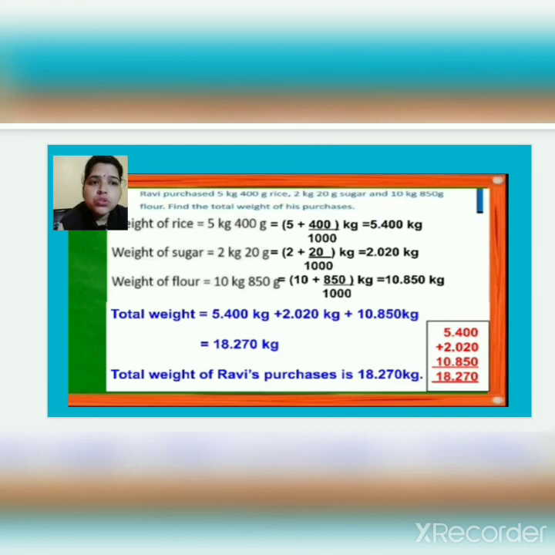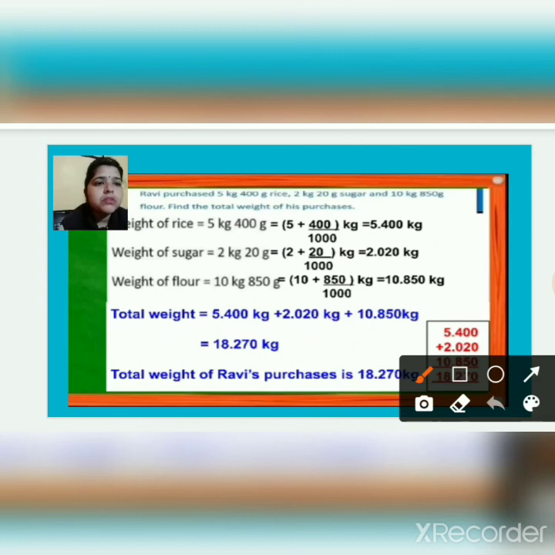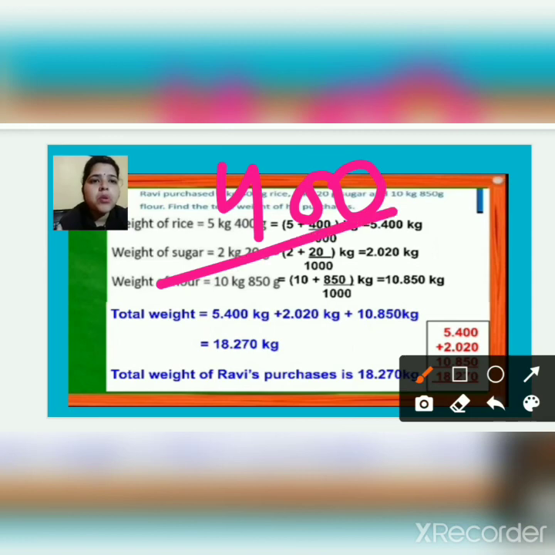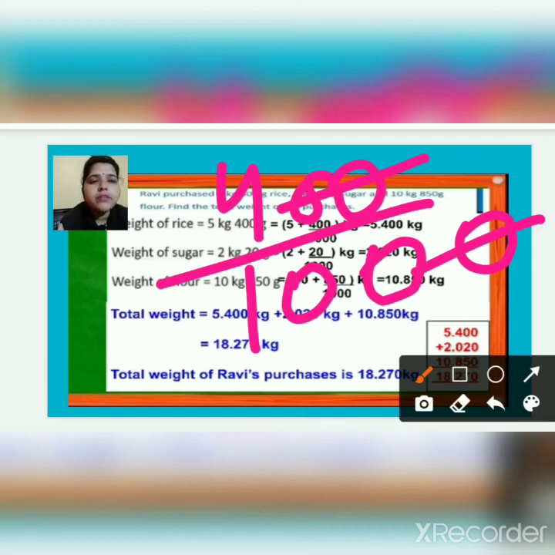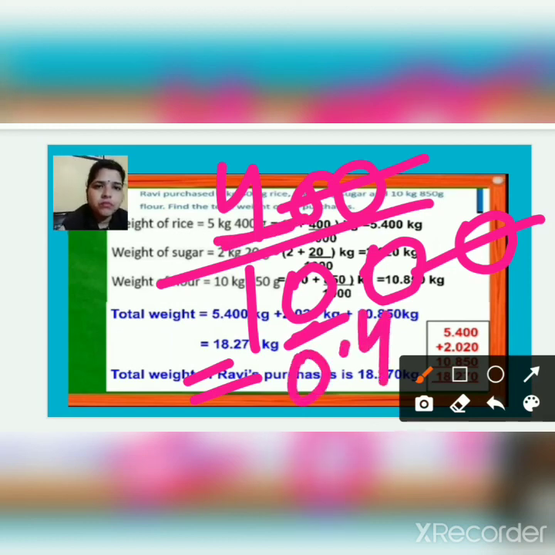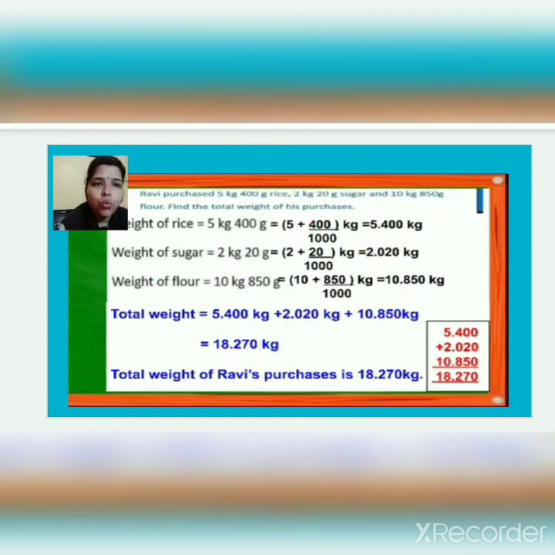So the zeros cancel. Then we will divide it, or you can directly also divide. Like I am explaining you one number, it is 400 upon 1000. The zeros cancel, and when we divide, what answer will come? One place is required, so it will be 0.4. And when we add it to 5, it will be 5.4, right? You can also write 5.4, it is also okay.